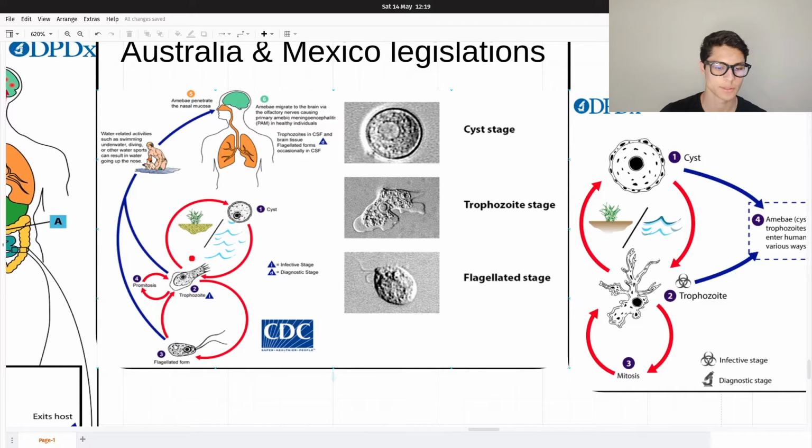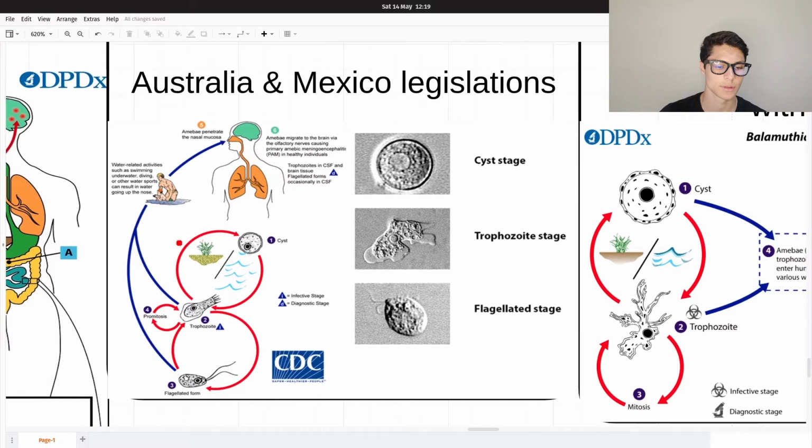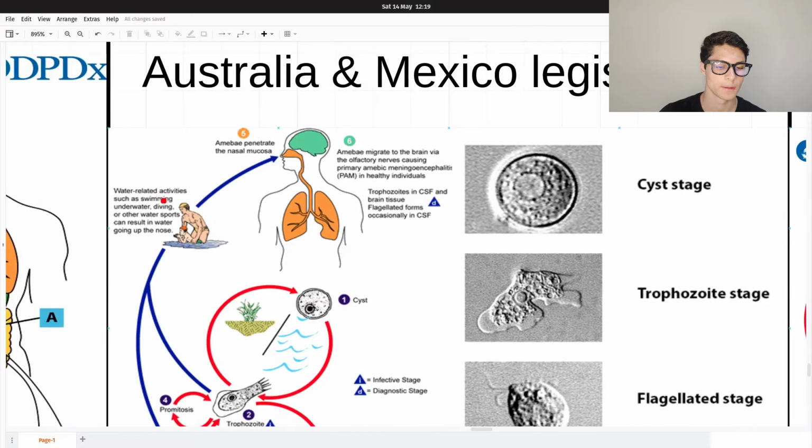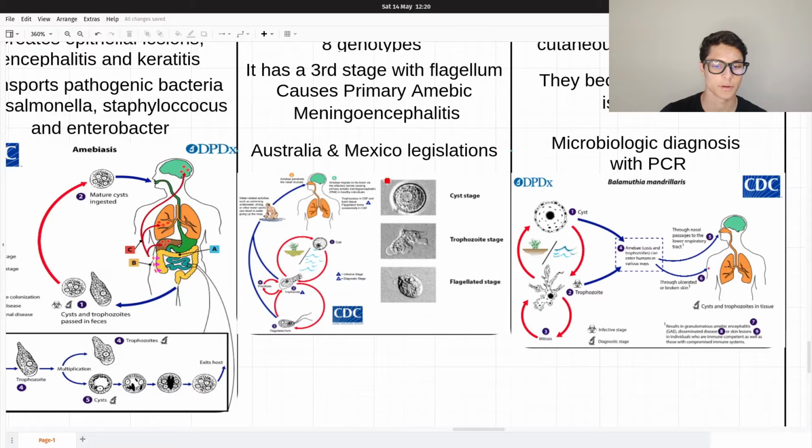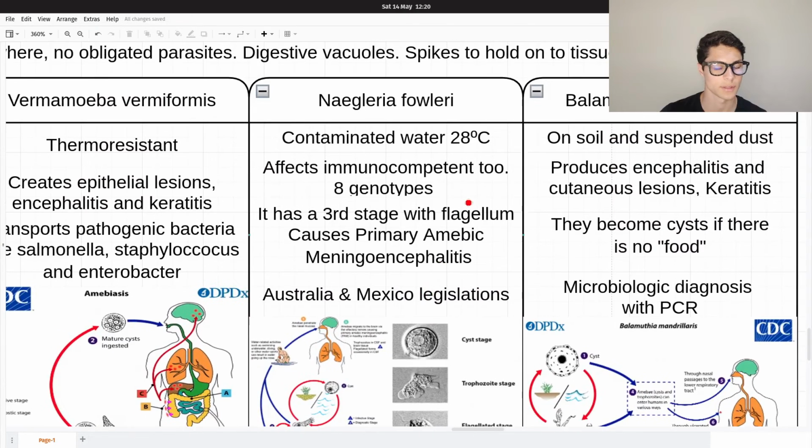The cycle is the same: cyst, the trophozoite, flagellated form, in this case the replication is asexual, and then water-related activities such as swimming, underwater diving, and other water sports can result in water going up the nose. And amoebae penetrate the nasal mucosa. Amoebae migrate to the brain via the olfactory nerves, causing primary amoebic meningoencephalitis in healthy individuals. So they are very, very problematic. That's why Australia and Mexico made legislation for this parasite.